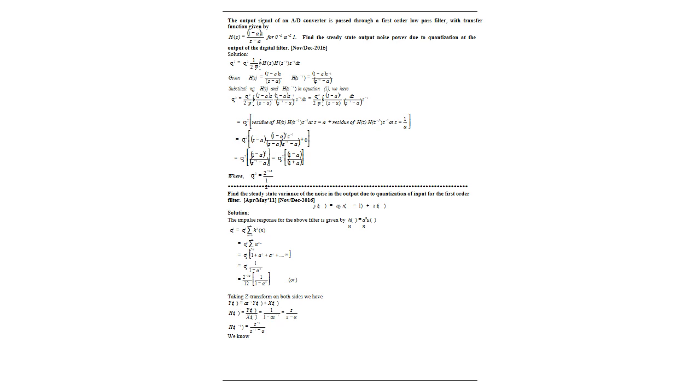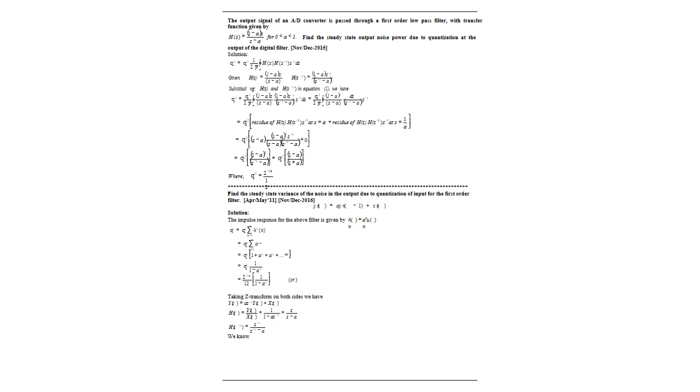So we have y of n is equal to a y of n minus 1 plus x of n. The impulse response for the above filter is given by h of n is equal to a power n into u of n. So sigma e squared is equal to sigma e squared into summation k equal to 0 to infinity h squared of n.